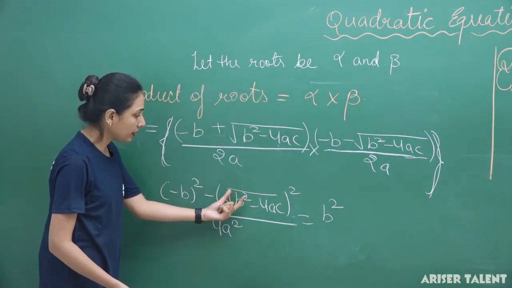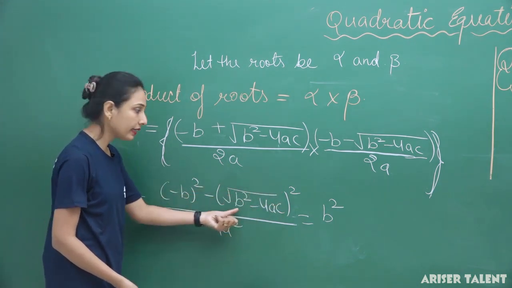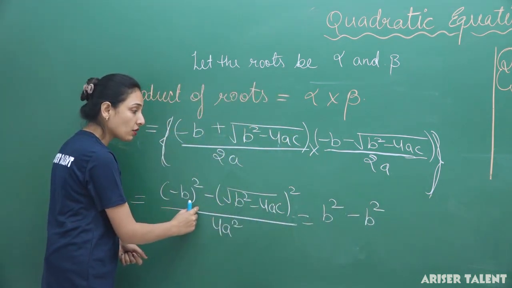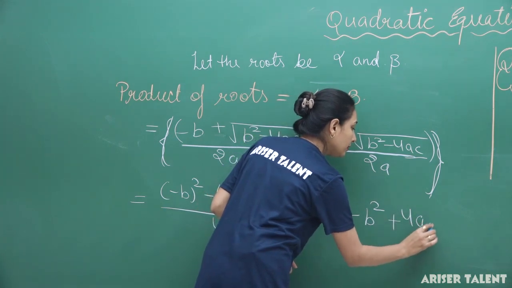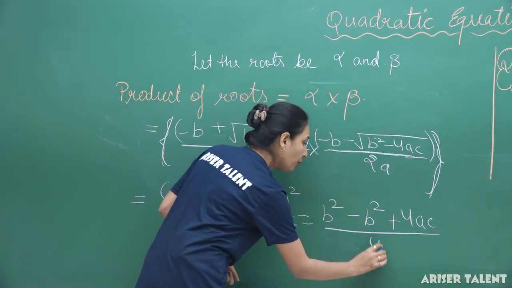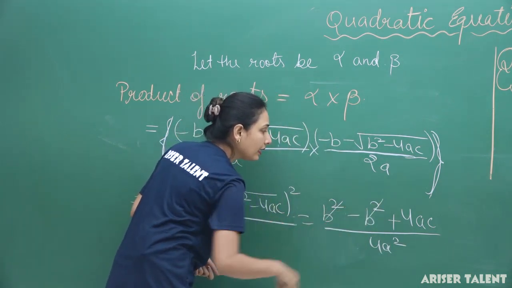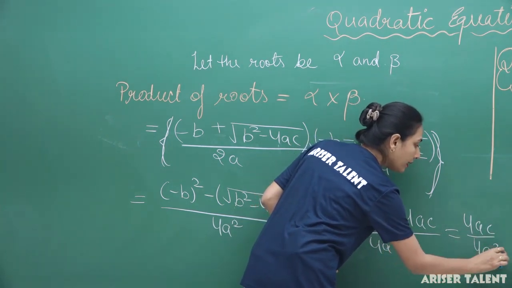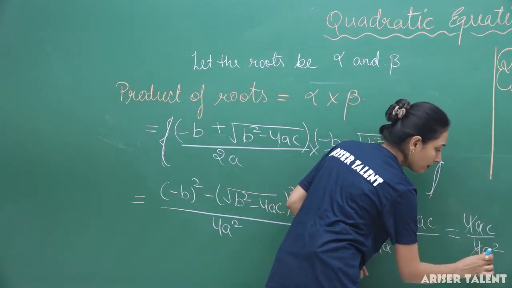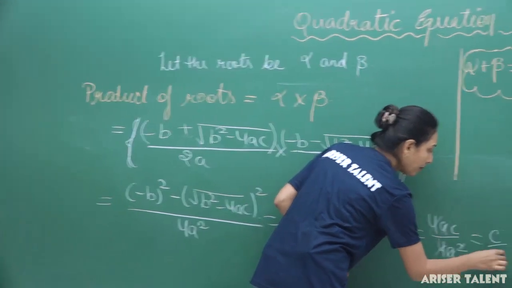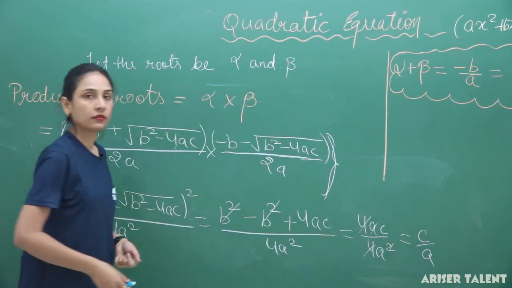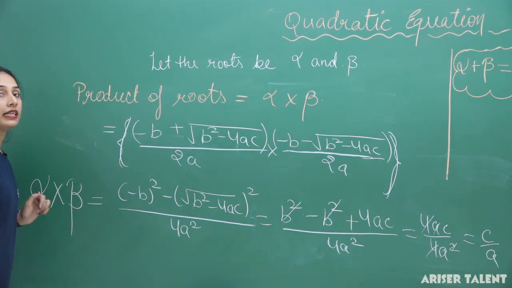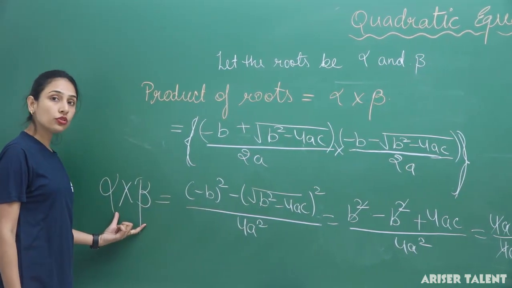Now, that will eliminate the root here, squaring that term. So that will be minus b square, that minus b square, and the plus of 4ac upon 4a square, right? So that will be cut and this will be remaining with 4ac upon 4a square, then that will be c by a, right?